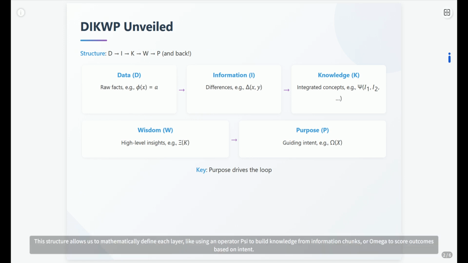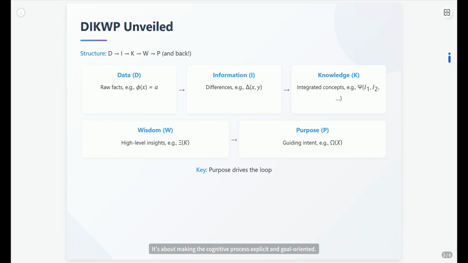This structure allows us to mathematically define each layer, like using an operator psi to build knowledge from information chunks, or omega to score outcomes based on intent. It's about making the cognitive process explicit and goal-oriented.